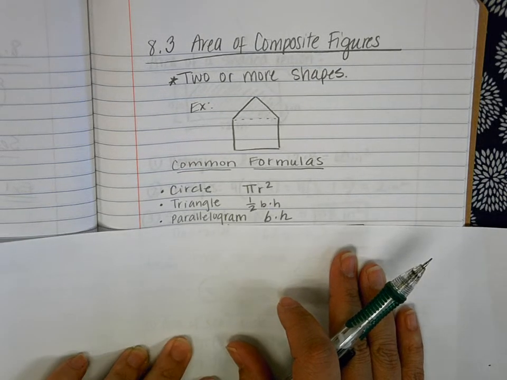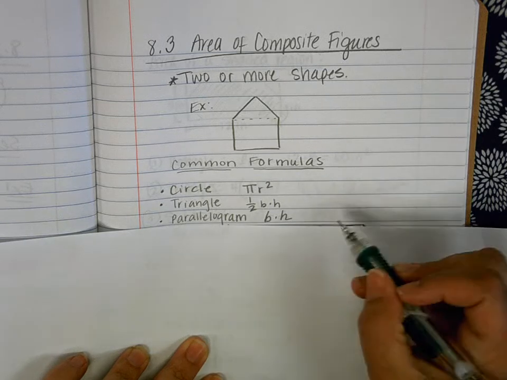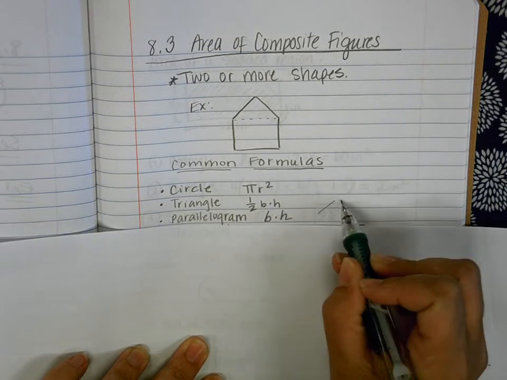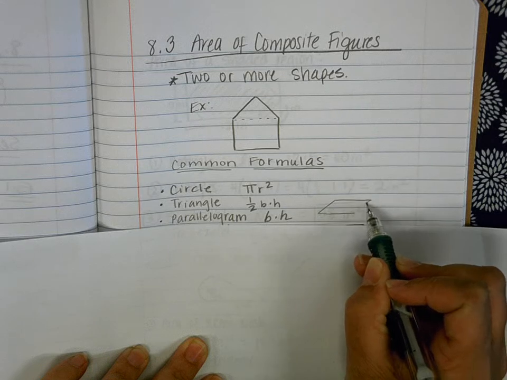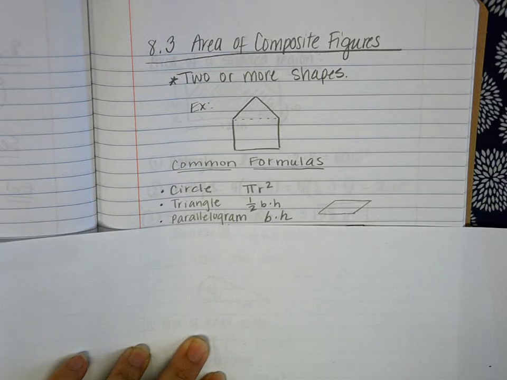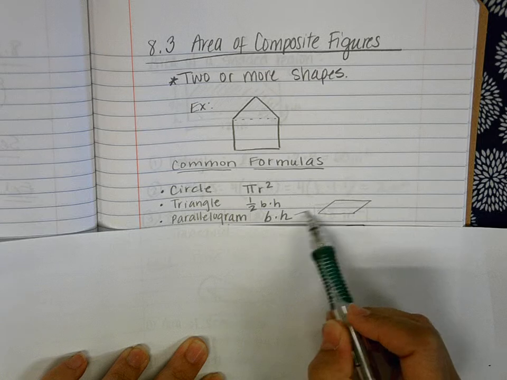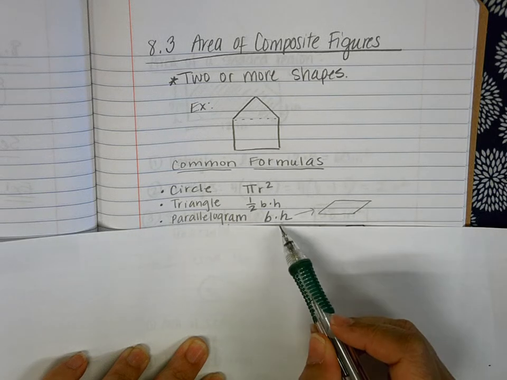Parallelogram. Do you remember what that looks like? It goes like this, right? Like a rectangle kind of on its side, smushed down. That's a parallelogram, base times height. It's the same formula as a rectangle though, isn't it?